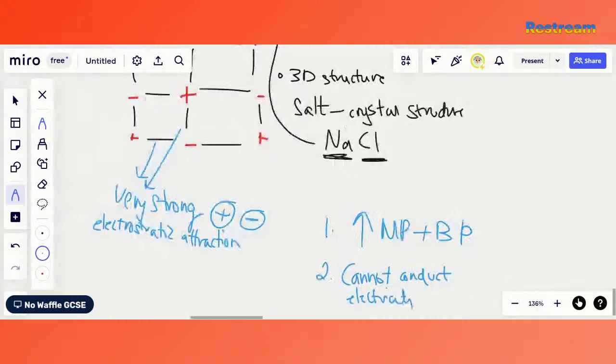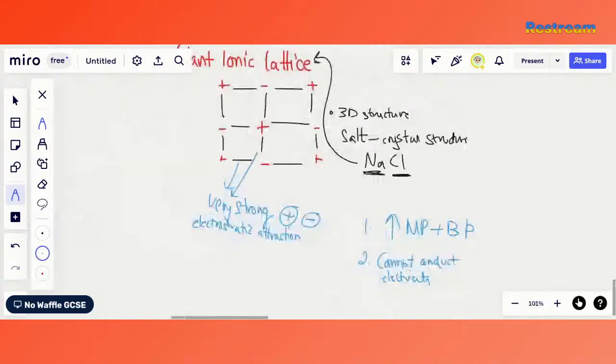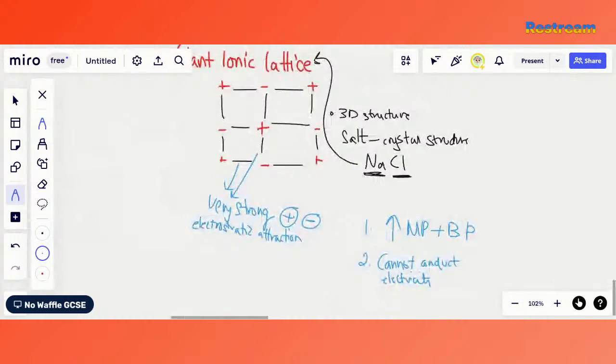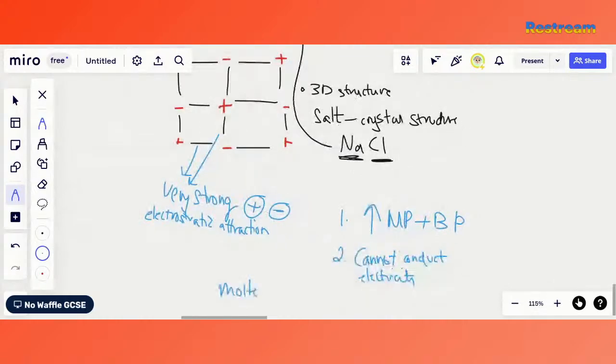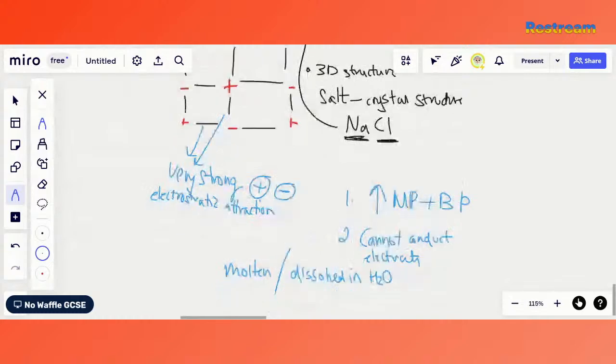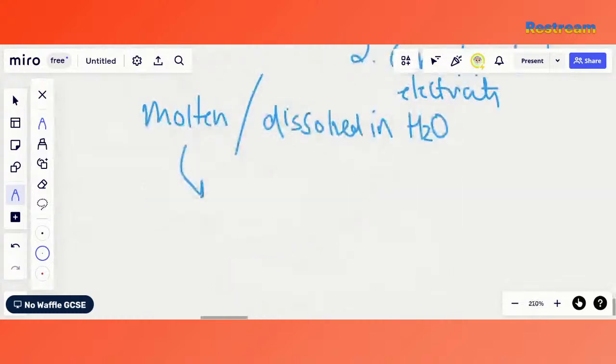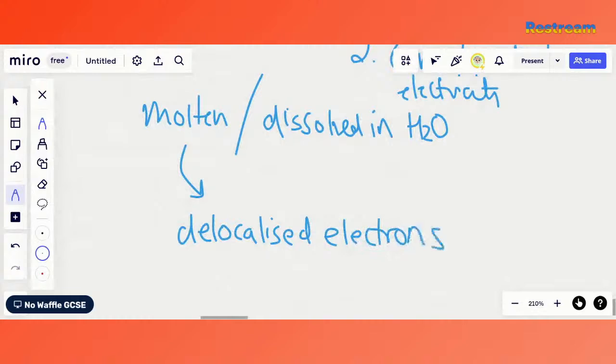Which makes sense in our minds, right? Because you don't assume that salt can just conduct electricity. So salt cannot conduct electricity as a solid, but if it's molten or if it's dissolved in water, then it can conduct electricity. And the reason why it can conduct electricity is because there are delocalized electrons. Delocalized electrons are when electrons are free to move around and it can therefore carry a charge and therefore conduct electricity.